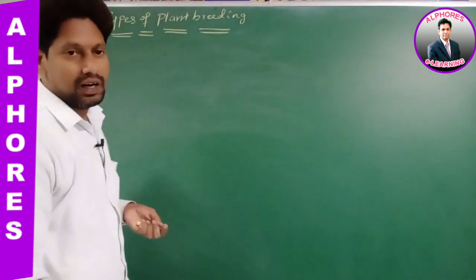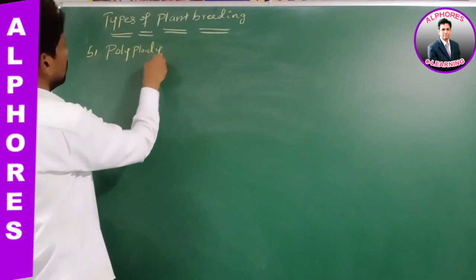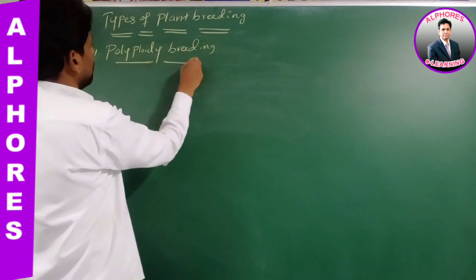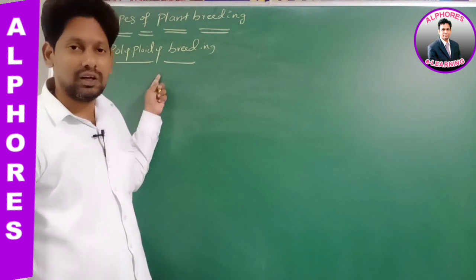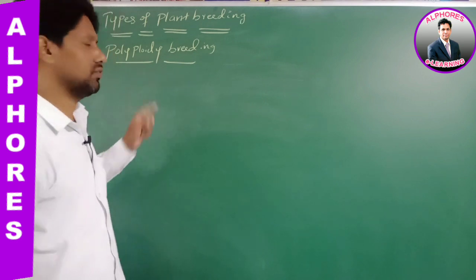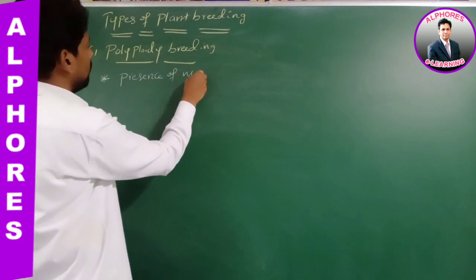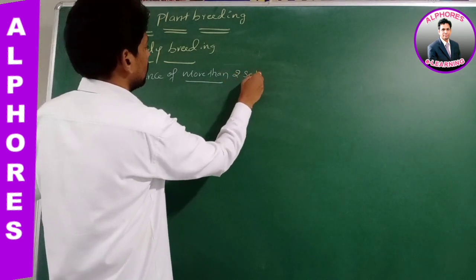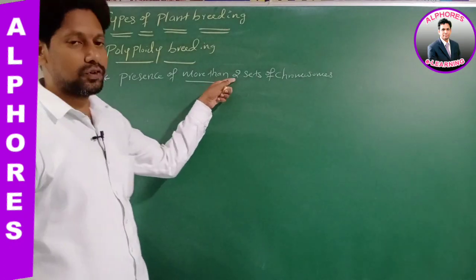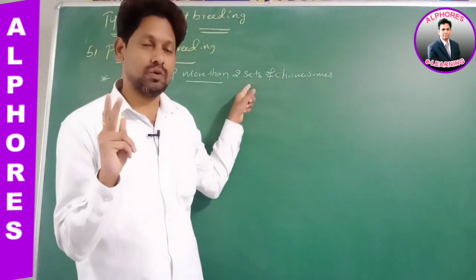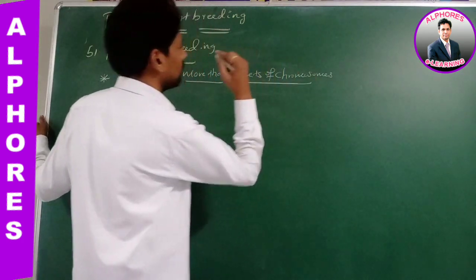Right. Go for the last one: polyploidy breeding. What is the meaning of polyploid? Presence of more than two sets of chromosomes is called polyploid. If two sets of chromosomes are present, then it is called diploid. Yes or no? But here, how many sets of chromosomes are there? More than two sets of chromosomes are present.